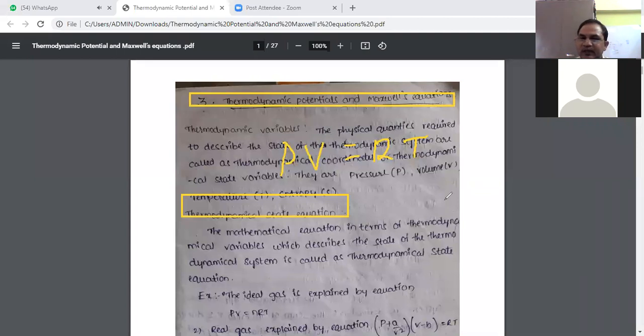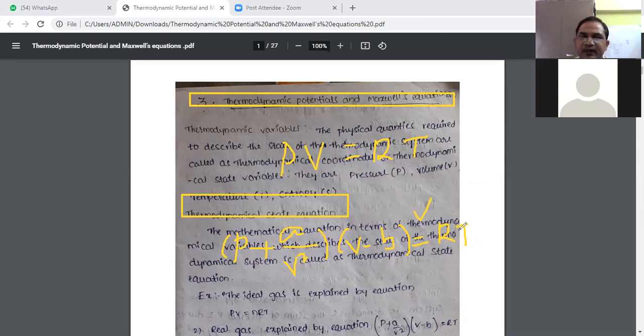When we talk about a real gas or van der Waals gas, that is explained by the van der Waals equation: P plus A by V square into V minus B is equal to RT. This is the van der Waals equation. All the real gases obey this equation. So when we describe a real gas in a container, a thermodynamic system of real gas, we simply explain it using this equation.